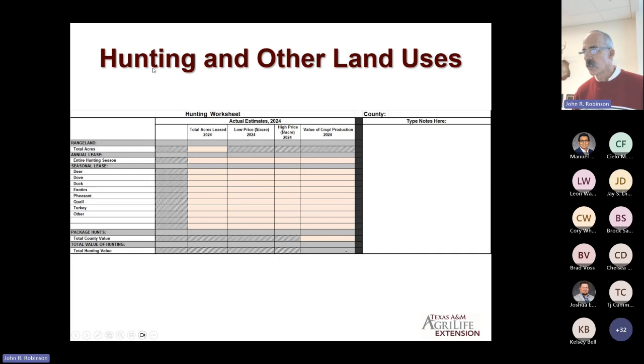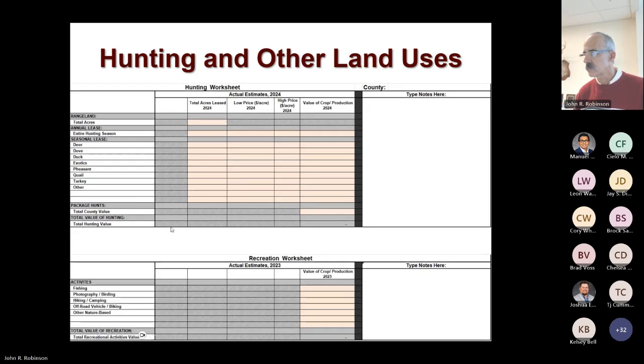There's a whole separate hunting and other land use worksheet where you can put lease rates, however they are, whether it's dollars per acre or dollars per gun, or however you want to report it to me. Just make it fit onto this worksheet. If you have data, tell me what it is, type me a note over here, and we can make it work. There's another recreation site for other stuff.